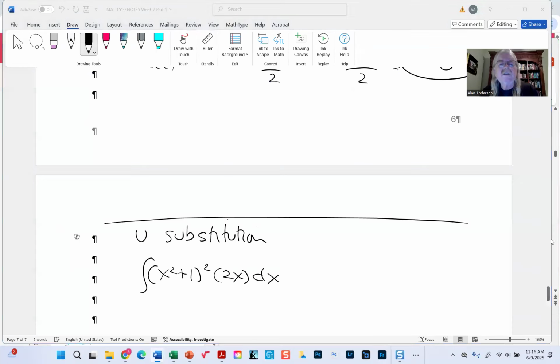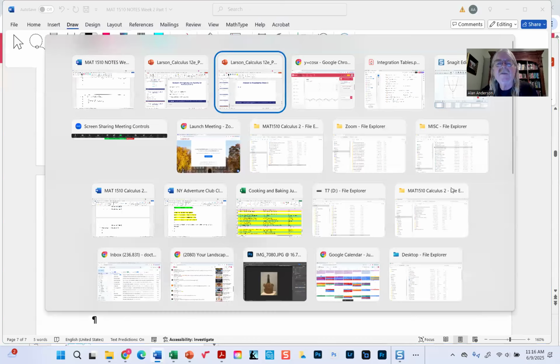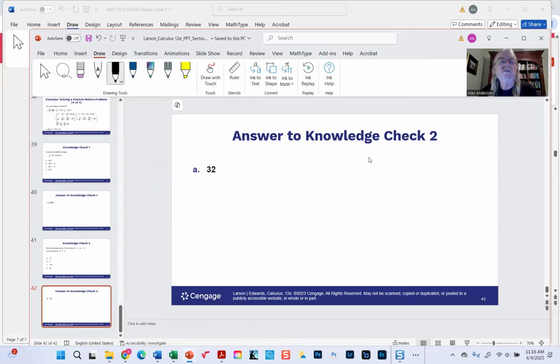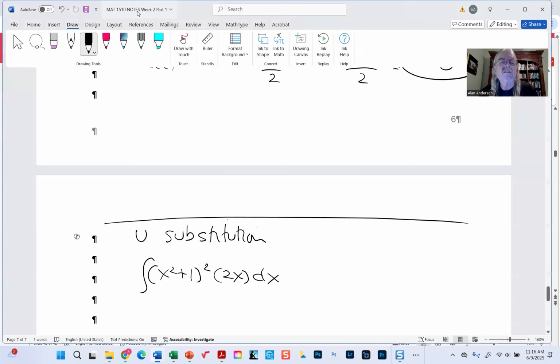Okay, so it looks on the surface, if you've completely forgotten about u substitution, this one might look really terrifying at first glance. Okay, but it's not.